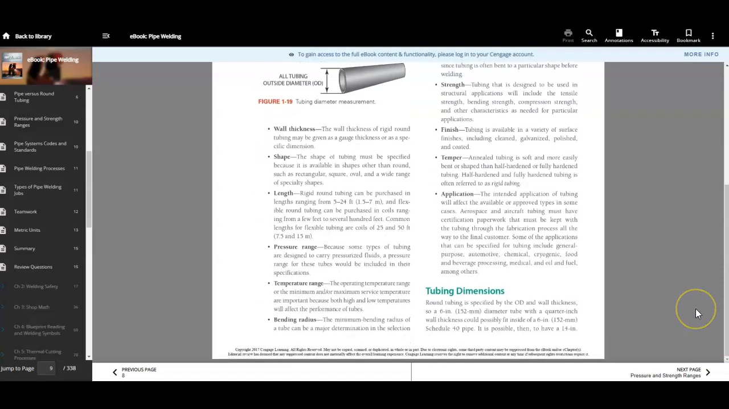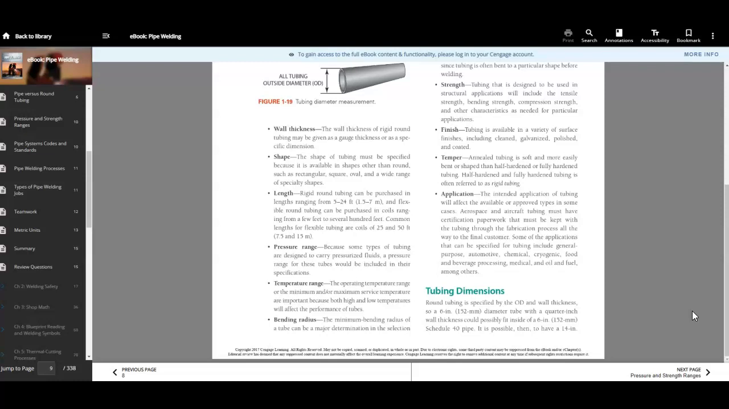Wall thickness. The wall thickness of rigid round tubing may be given as a gauge thickness or as a specific dimension. Shape. The shape of tubing must be specified because it is available in shapes other than round, such as rectangular, square, oval, and a wide range of specialty shapes. Length. Rigid round tubing can be purchased in lengths ranging from 5 to 24 feet, and flexible round tubing can be purchased in coils ranging from a few feet to several hundred feet. Common lengths for flexible tubing are coils of 25 to 50 feet.